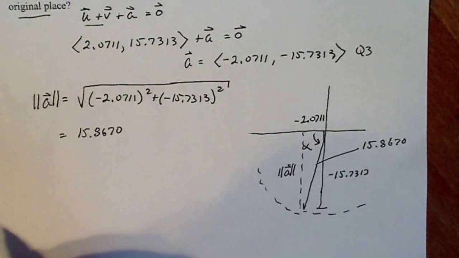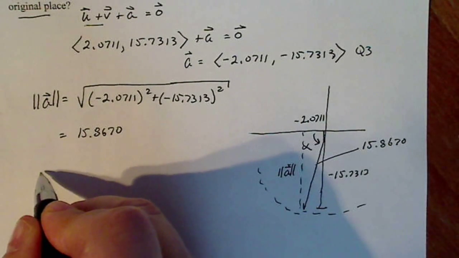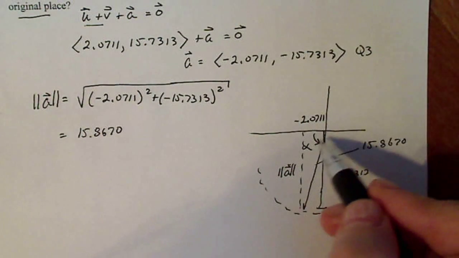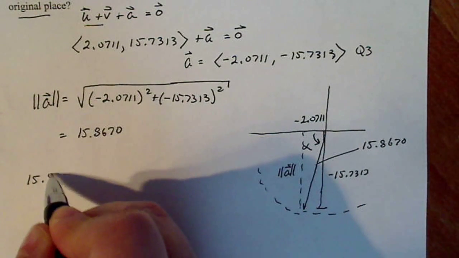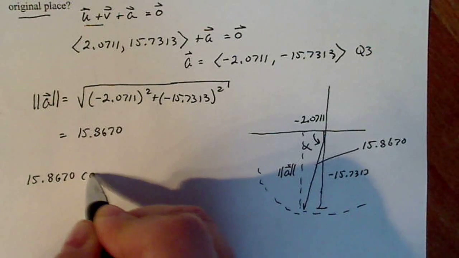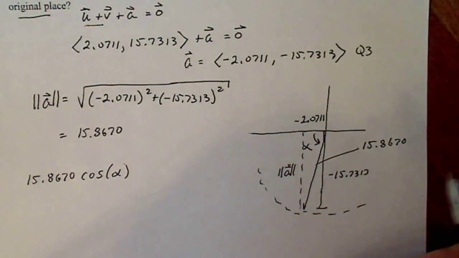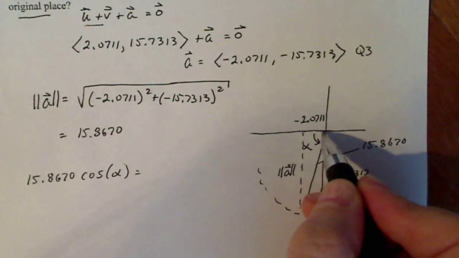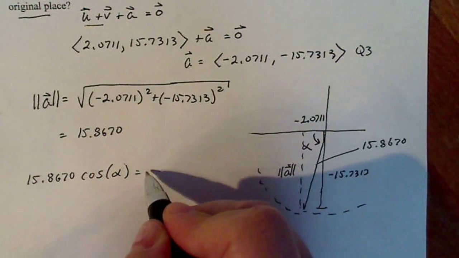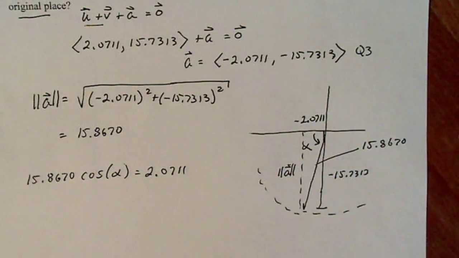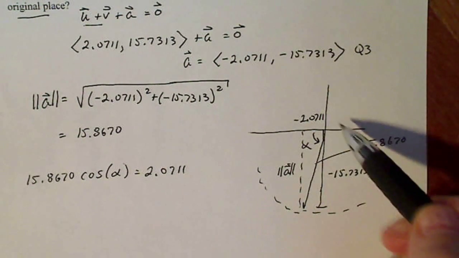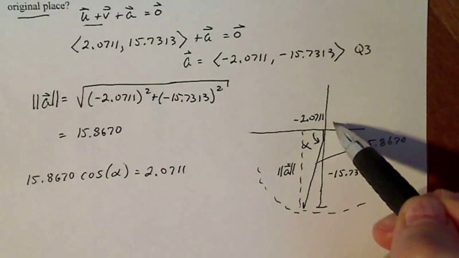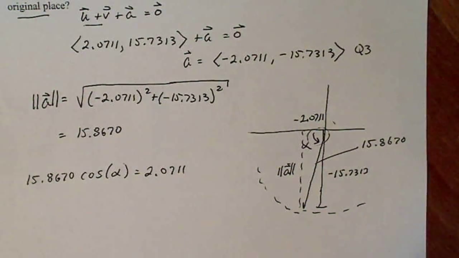So according to trigonometry, I know that 15.8670 times the cosine of alpha should equal this length right here, 2.0711. Now you're probably saying to yourself, well, why not the negative? Where's the negative? Well, if I put the negative on there, that's going to give me this whole angle rotation all the way from here. I just want this acute angle right there. So I'm thinking of everything in terms of positive.